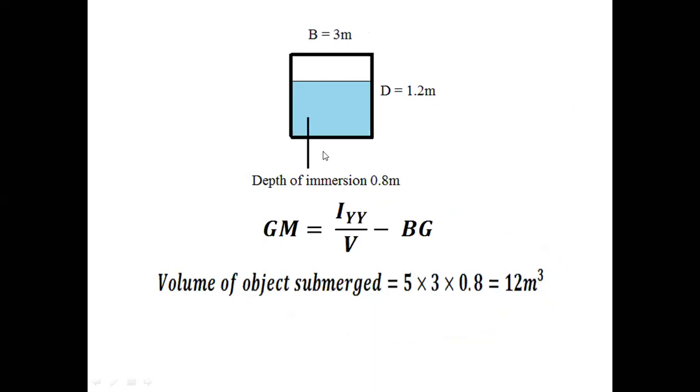Since the depth of immersion is given directly, there is no necessity to calculate the weight of the object or volume of water displaced. If the depth of immersion had not been given, then you would have to follow the center of buoyancy procedure. So since the H value, that is the depth of immersion, is given, calculate the volume of object submerged, where the length is constant, the width is constant, and the depth of immersion is 0.8 meter. We have used that and we have got the value as 12 meter cube.